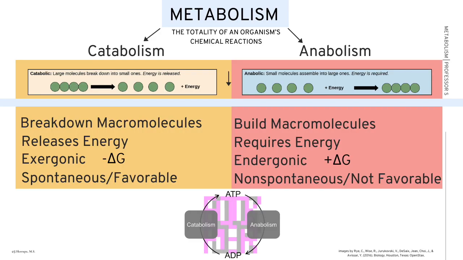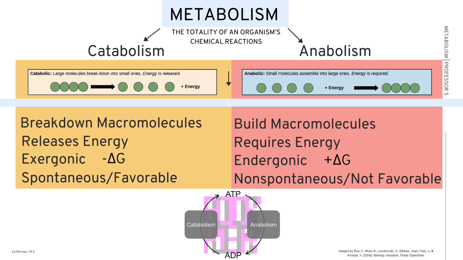So I just mentioned energy coupling, and we've covered the basics of energy and metabolism. Let's do a quick review before going on to energy coupling. There are two types of metabolism: catabolism and anabolism. Catabolism is breaking down molecules, and this releases energy, which makes it exergonic. We express this by a negative delta G. And these reactions are spontaneous and are therefore favorable, and they're moving toward equilibrium.